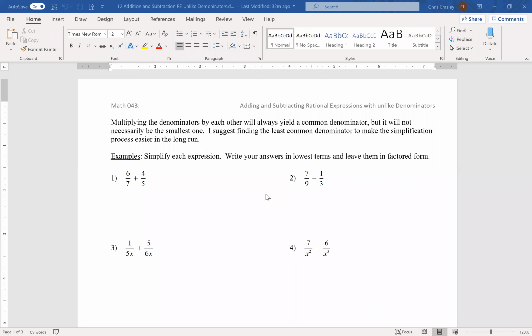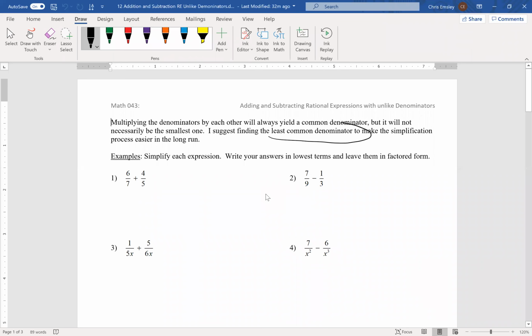Okay, in this video, we're going to look at adding and subtracting rational expressions with unlike denominators. If you remember from fraction arithmetic, in order to add or subtract fractions, you must have like denominators. So if we start off with unlike denominators, we've got to do some work before we can add or subtract. We need to find the least common denominator. The least common denominator is also known as the least common multiple.